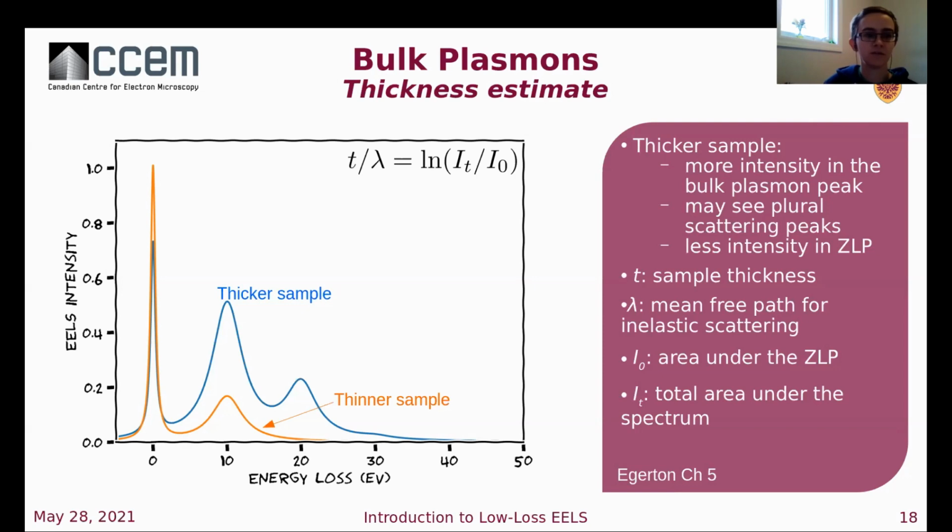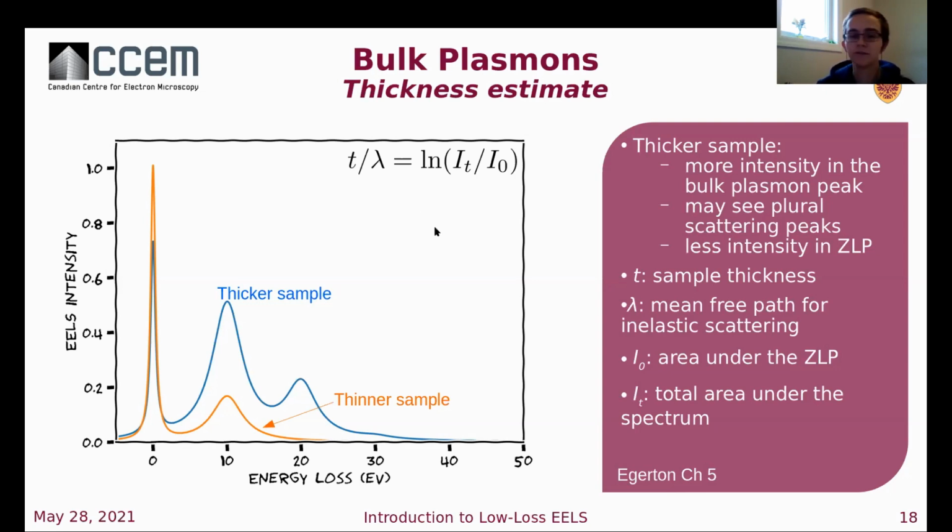This allows us to use statistics, comparing the mean free path to the area under the bulk plasmon peak and the area under the zero loss peak. So for a thicker sample, the zero loss peak is reduced and the bulk plasmon peak is increased in intensity, and we may even see a multiple scattering peak at integer multiples of the plasma frequency.